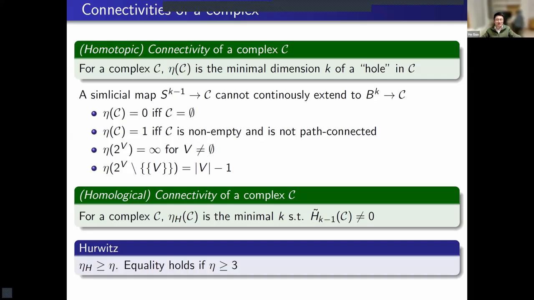If you want a more formal definition, there is another definition which we call the homological connectivity of a complex. It is just the minimal K such that its (K-1)st reduced homology group is non-zero. That is a more algebraic flavor definition. And the He-Guo theorem says that one is at least the other one, and the equality holds in most cases.